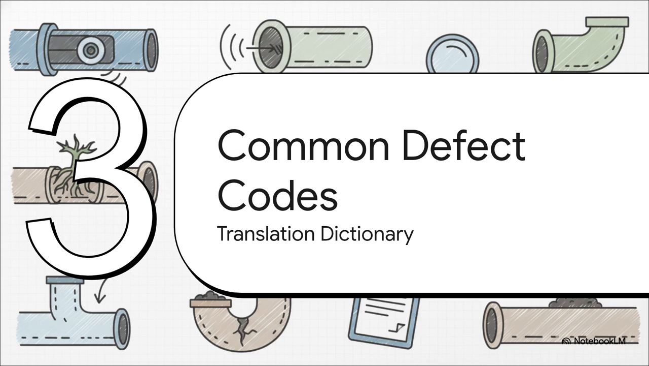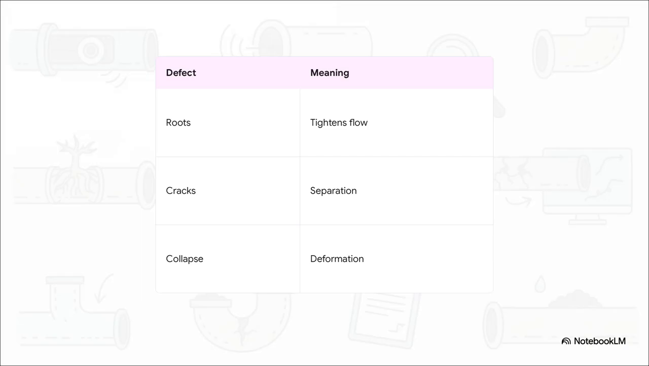Next up is Section 3, Common Pipe Defect Codes. Think of this as your personal translation dictionary. All right, this is where you gain the superpower to actually speak the contractor's language. Let's translate a few of the major ones you'll see.